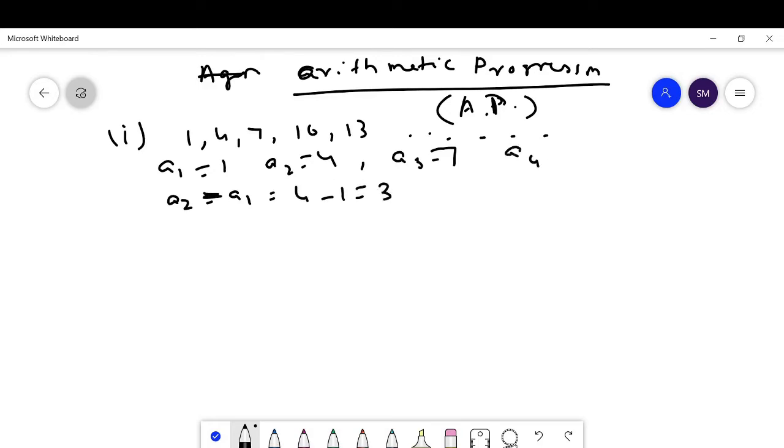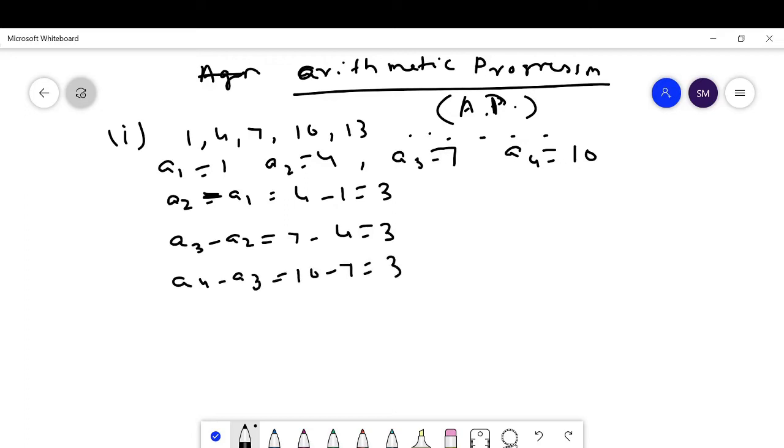Here A4 is equal to 10. And A3 minus A2 is equal to 7 minus 4, which is equal to 3. Here A4 minus A3 is equal to 10 minus 7, which is equal to 3. Here we find there is a common difference between consecutive numbers. This is 3. This is called an arithmetic progression, in which there is a common difference D.